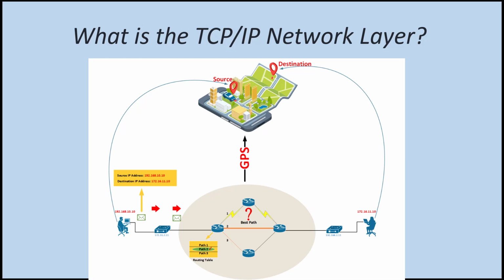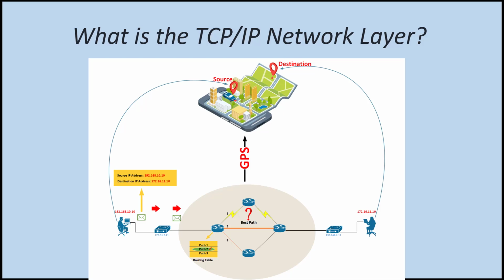The network layer here transforms into a virtual GPS. Picture a GPS figuring out the best route for your journey. Well, our network layer does the same for data. It's the expert navigator, choosing the quickest and most reliable path through the intricate web of networks. Imagine your data as a little parcel on its way. The network layer ensures it takes the express route.